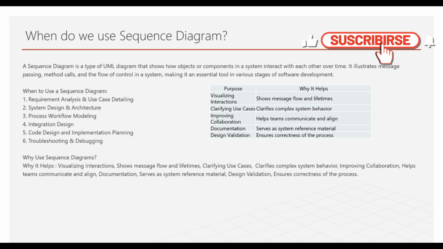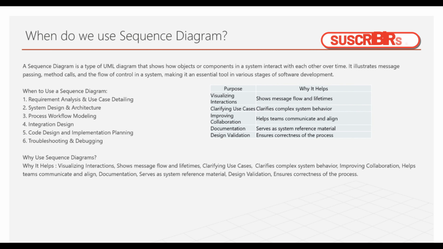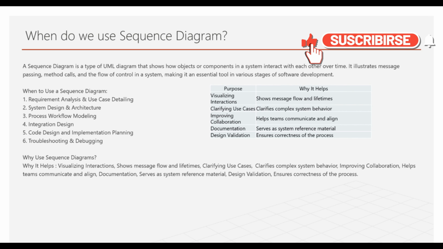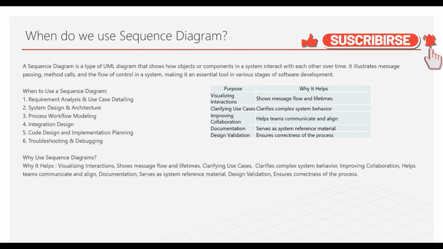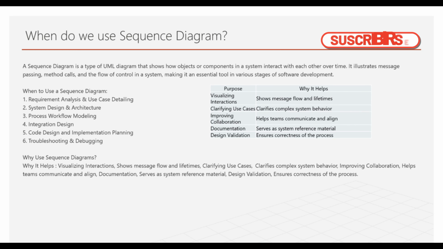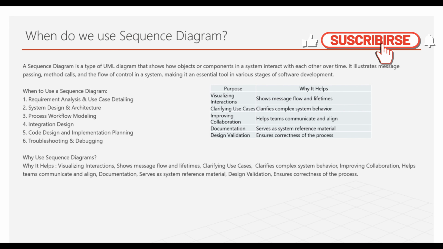So, when you are doing the requirement analysis, you need use case detailing, system designing and architecture. When we are doing the whole designing of that part, we need to know the process flow. Then we are designing and modeling it during that time, right? We can use it. When you're integrating between two systems, or multiple systems, we can do that. We can use it in the code design and the implementation planning also. When we are trying to debug or troubleshoot something, we try to understand where exactly it went wrong. So in these use cases, we may use the sequence diagram.